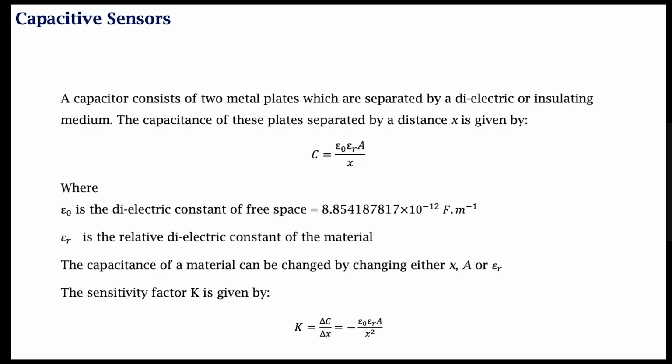Now, let's say that I'm able to measure the change in the capacitance. How will you measure the change in the capacitance? By measuring the output voltage across the capacitor, for example. If I know the earlier capacitance before this change, then I know the change in the capacitance as a function of the change in the displacement. Using this, I can compute the sensitivity factor of this capacitive sensor.